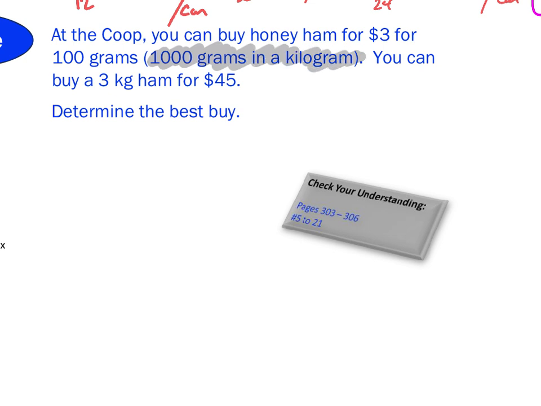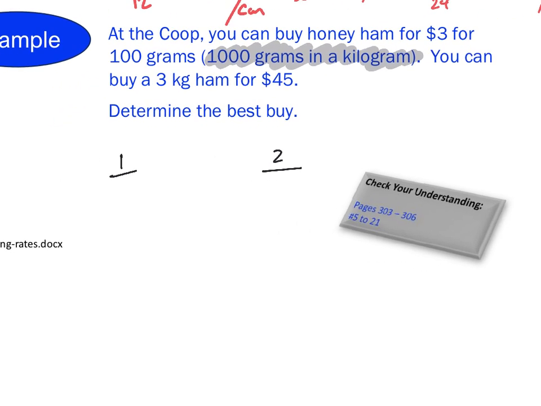So we're going to call this option 1 and option 2. So option 1 is already done for us because when you buy stuff in the deli, often you get prices per 100 grams. So we already know the unit price here. It's $3 for every 100 grams.